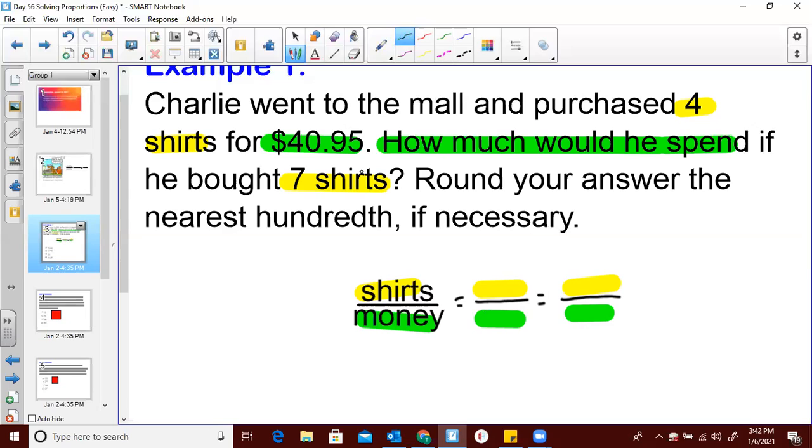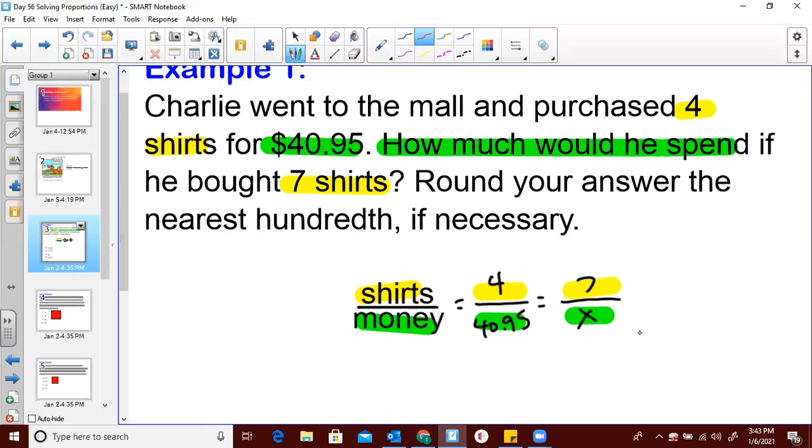So let's just start filling it out. Initially, we compare 4 shirts to $40.95. And we are comparing that to our second fraction for our proportion, which is going to be 7 shirts. And like I said, what we don't know. All right, so we've done this.